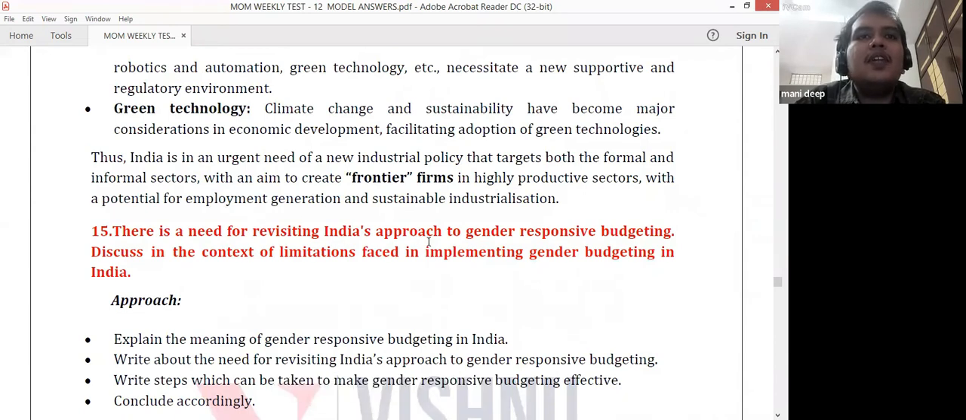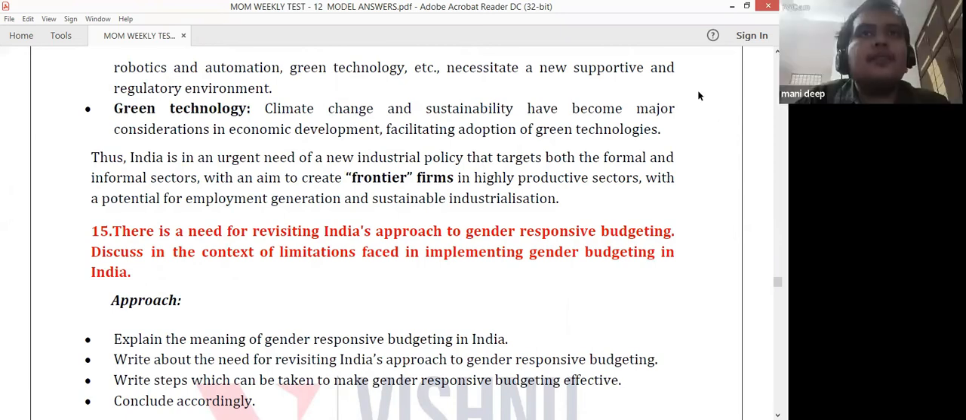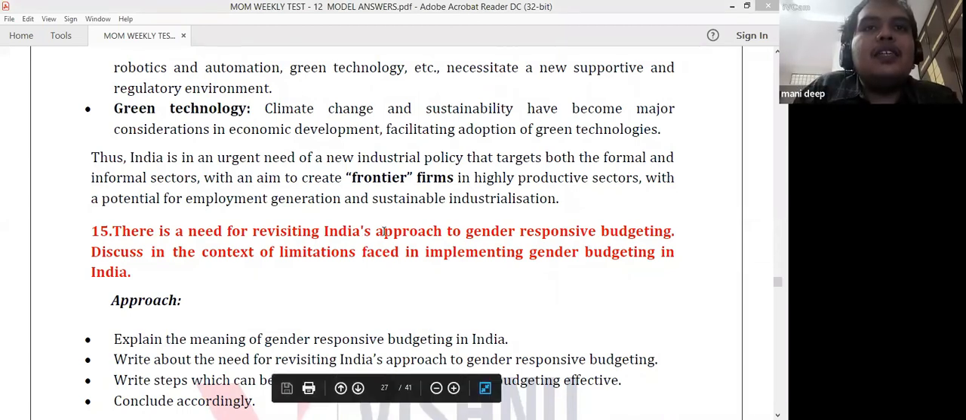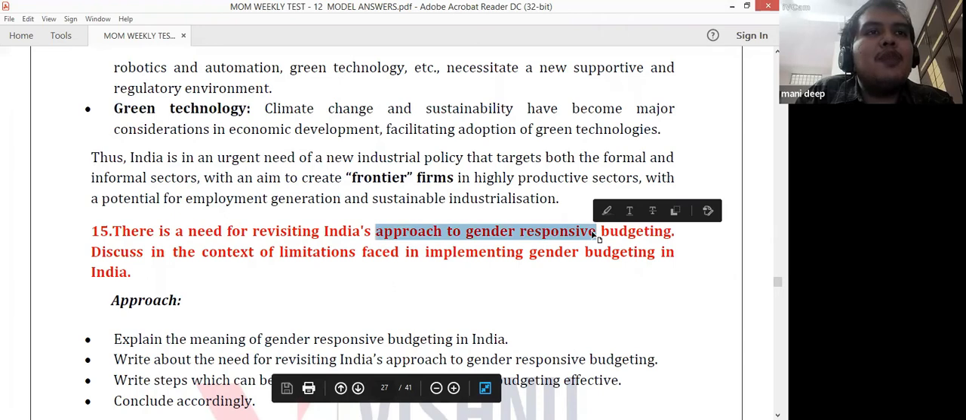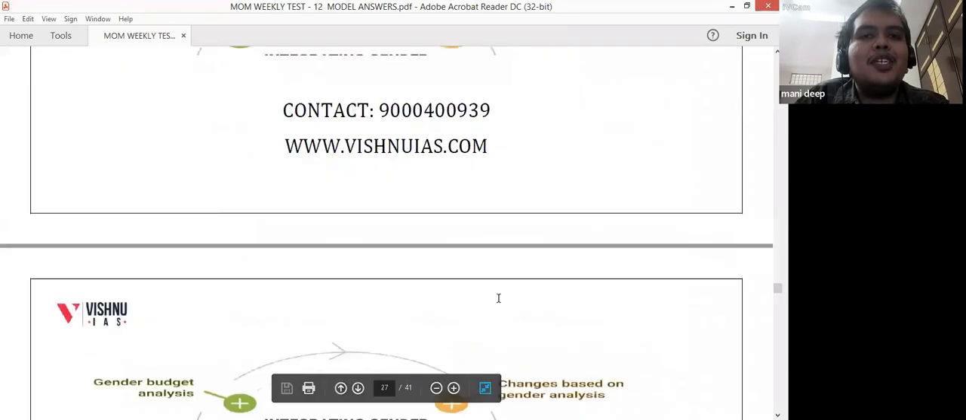Now the 15th question is regarding the need to revisit India's approach to gender responsive budgeting. It is nothing but the earlier budgeting question. You can read it directly and briefly go through this question. There is nothing much to explain. Same question.